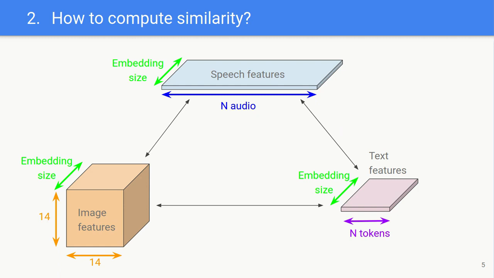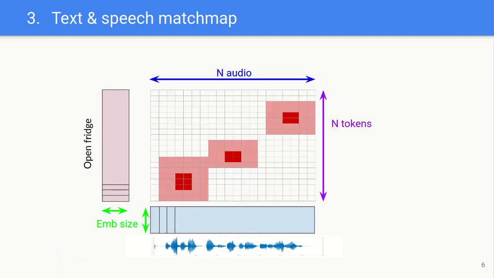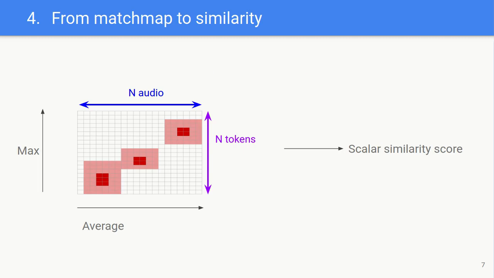In order to solve this, we use two steps. First, we compute a matchmap, and then we compute an overall similarity of this matchmap. I'm going to give an example with the speech and text similarity. First, we compute what we call the matchmap, which is the result of computing the inner product between all elements of the feature representations. After that, we compute a scalar similarity score for the whole matchmap. For example, one way would be to take the average of the whole matchmap, but empirically we found that it's better to take the maximum in one dimension and the average in another.